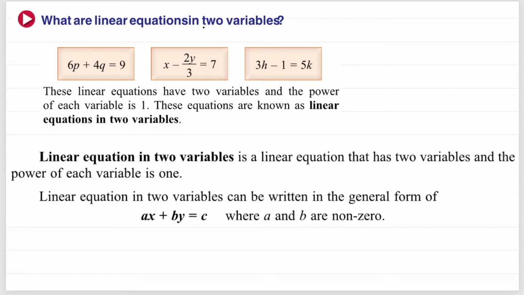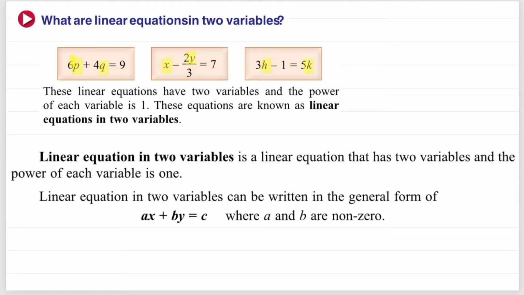So you have seen this type of example in a previous video. Okay, so this linear equation has two variables. As you can see here, PQ, you have XY, and you have HK. So you have two different unknowns. So it's considered as two variables, and still the power of each variable is 1. So that's why it's linear. So these equations are known as linear equations in two variables.